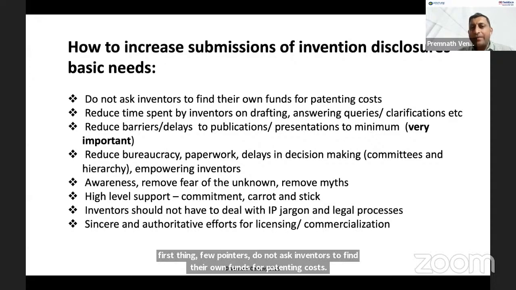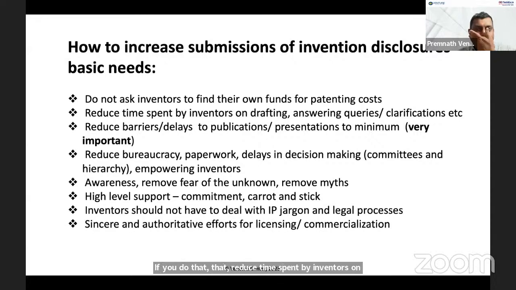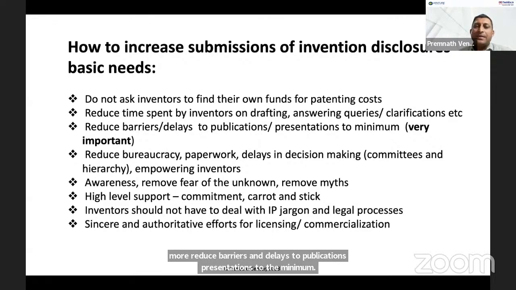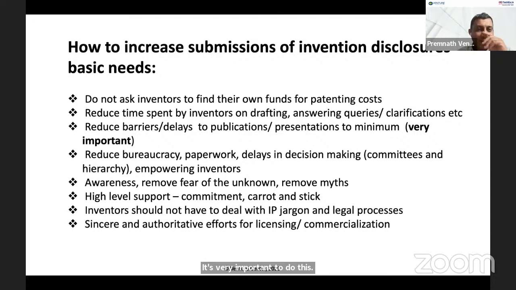Reduce time spent by inventors on drafting, answering queries, clarifications, etc. As I told you, this is not necessarily a highest priority item for many inventors. So if it can be simplified for them, they are more likely to give more invention disclosures. Reduce barriers and delays to publications, presentations to the minimum. It's very important to do this. And increasingly, as the time to publication decreases considerably, you need to speed it up.